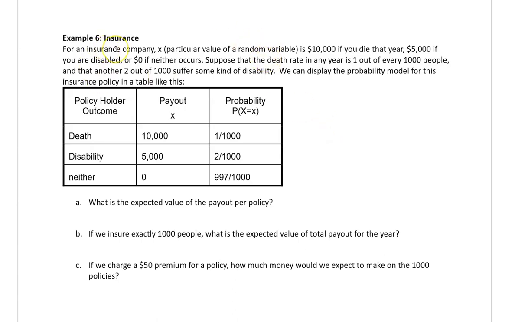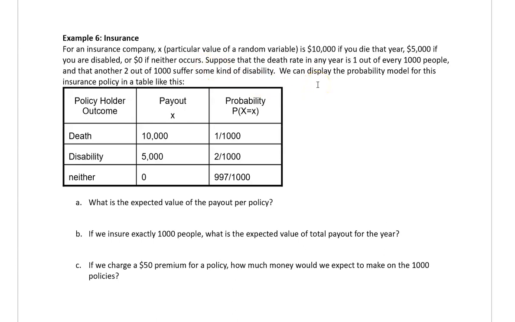For number 6, we have an insurance company. X, the particular value of the random variable, is $10,000. It's the payout if you die that year. $5,000 if you're disabled, and no dollars if neither occurs. So this is talking about life insurance here.